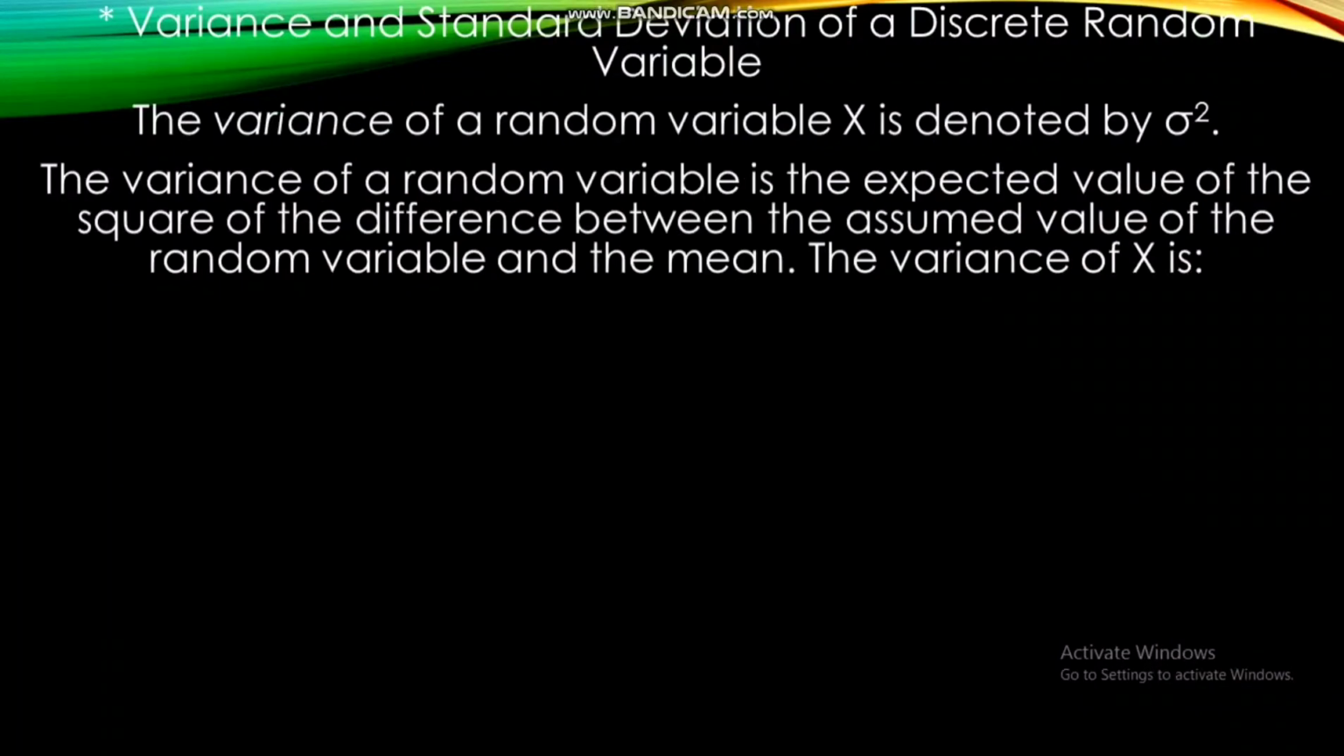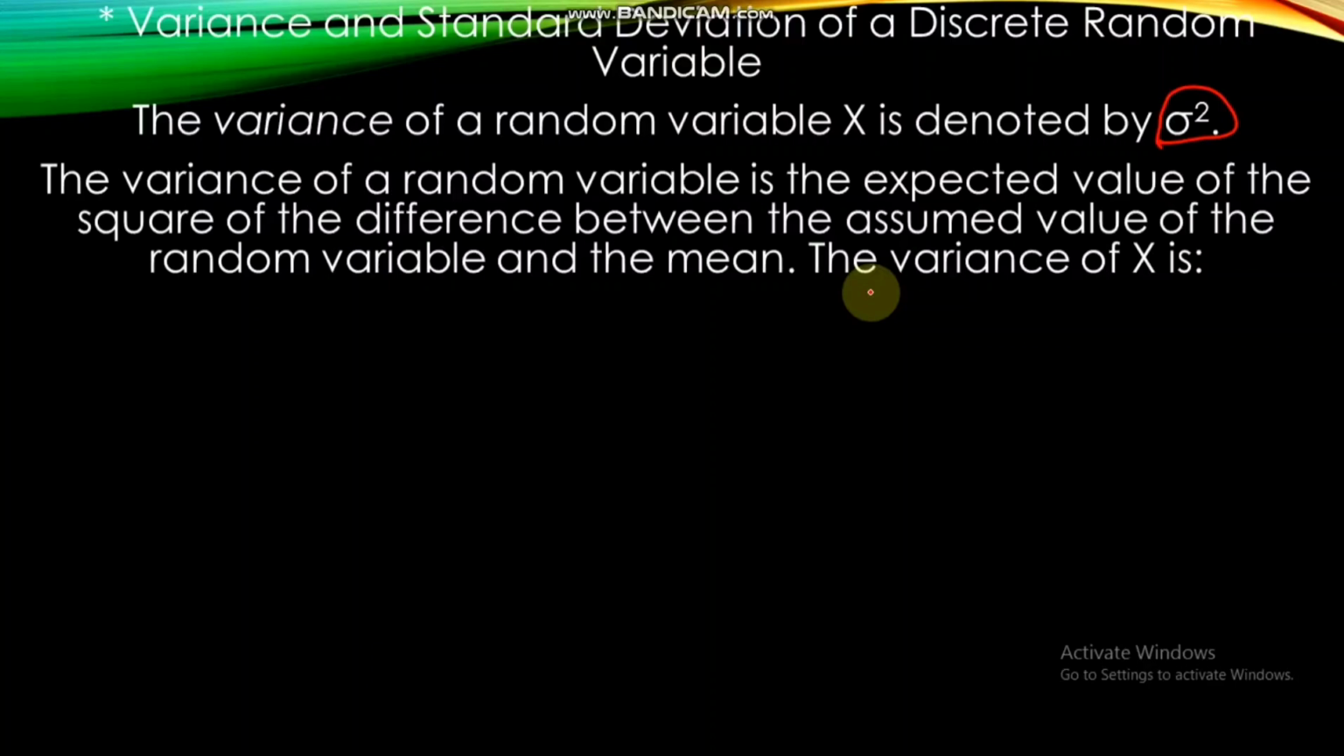Okay, so next, variance and standard deviation of a discrete random variable. The variance of a random variable x is denoted by sigma squared. This is the symbol for the variance, sigma squared. And the variance of a random variable is the expected value of the square of the difference between the assumed value of the random variable and the mean.